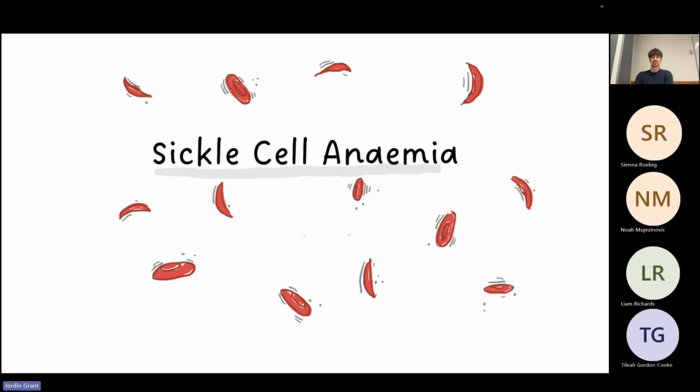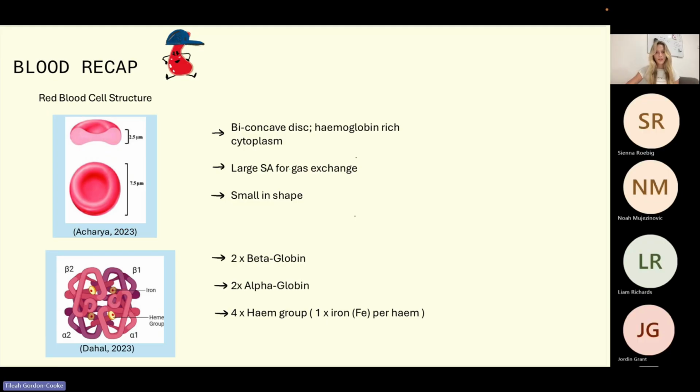Today we're going to be discussing sickle cell anemia and balancing selection. Thanks, Jordan. This slide addresses the main structural components of a red blood cell and some key features, including its large surface area for increased gas exchange and small shape, allowing it to navigate through the capillaries.